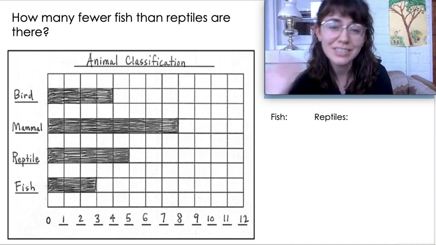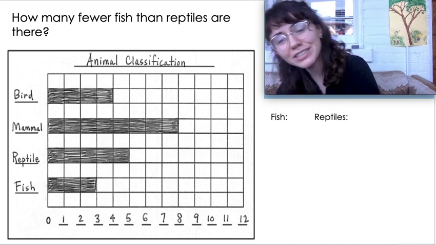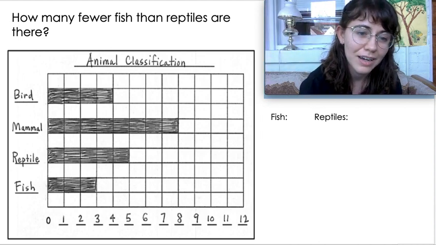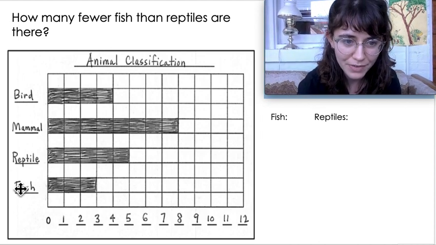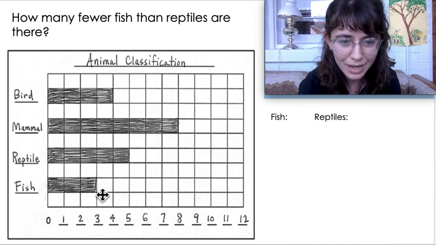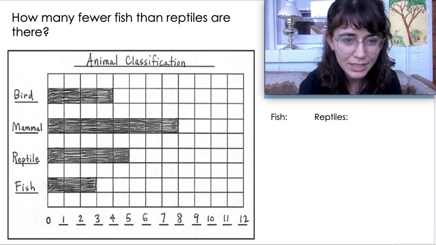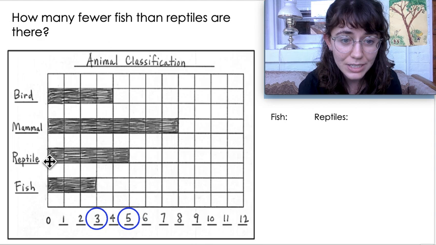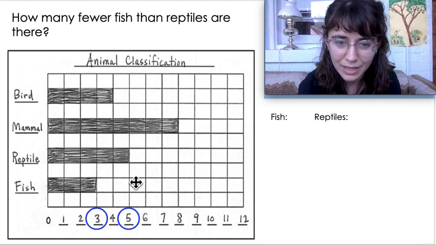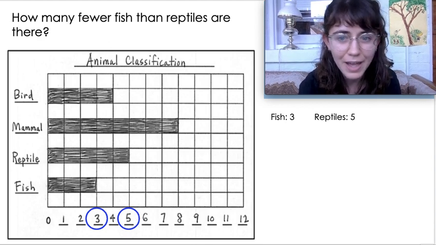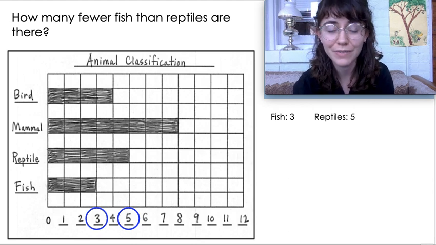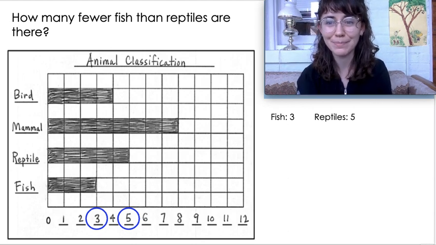How many fish? How many reptiles? All right, I went on my chart and I looked at fish and I went over and down. So fish is 3. Then I did reptiles and I went over and down. Reptiles is still 5. So fish 3, reptiles 5. Now we're ready to compare.